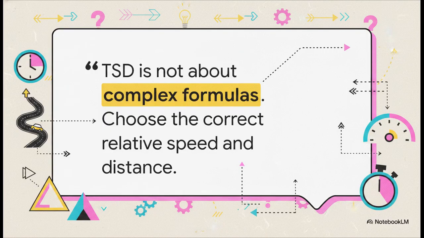Let's wrap up this explainer with one core truth. Time, speed, distance is not about complex formulas. It is about choosing the correct relative speed and the correct distance. These 3 quantities are inextricably linked. Fix 2, and the third just reveals itself. The tactical guide we've just gone through gives you the exact shortcuts to decide which 2 to fix first. So, my final question to you is, are you ready to stop calculating and start outsmarting the test?